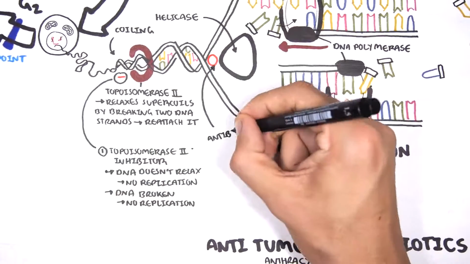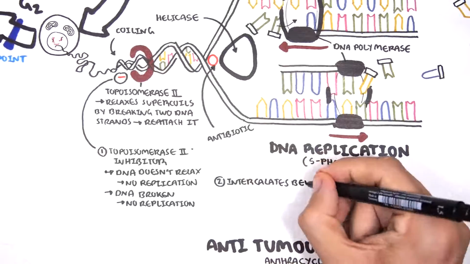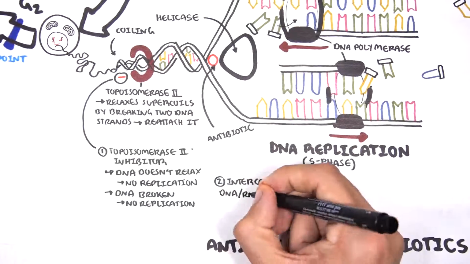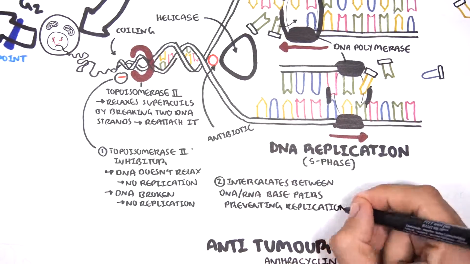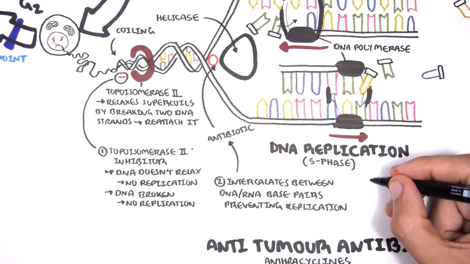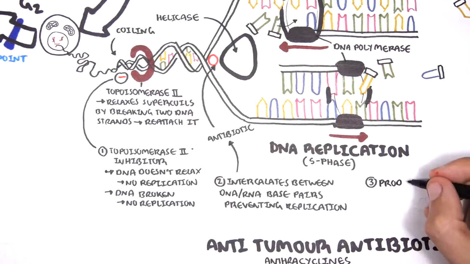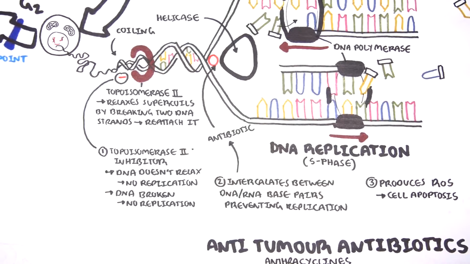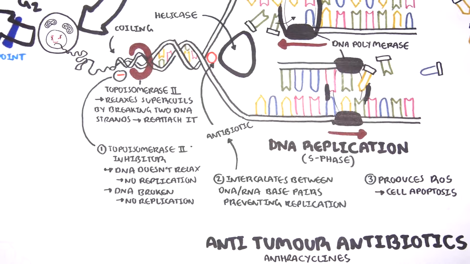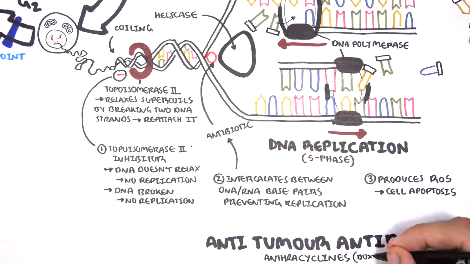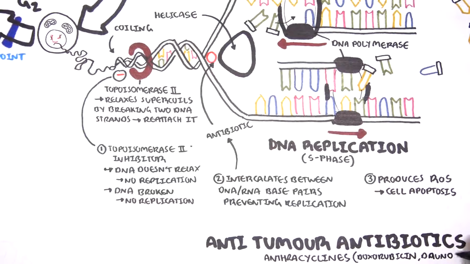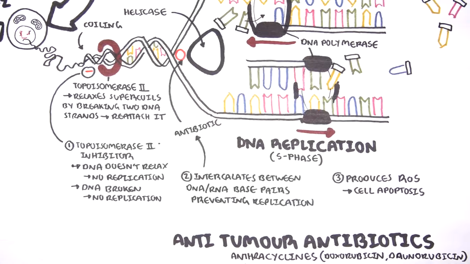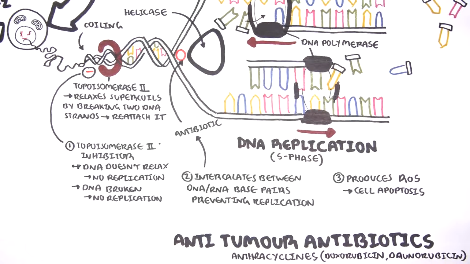Another way antibiotics work is by inhibiting helicase, the enzyme which unwinds the DNA. By inhibiting this enzyme, you inhibit DNA replication. Finally, antibiotics such as anthracyclines induce reactive oxygen species formation, causing destruction of the cell and triggering apoptosis. Examples of anthracyclines include doxorubicin and daunorubicin.